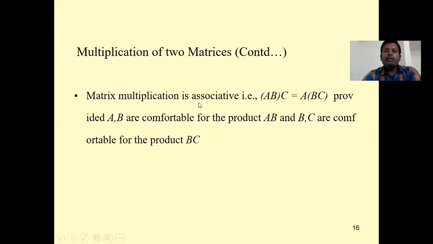Matrix multiplication is associative. Already we know that matrix addition is associative and commutative. But here the matrix multiplication is also associative. That is, (AB)C is equal to A(BC), provided A, B are conformable for the product AB and B, C are conformable for the product BC.